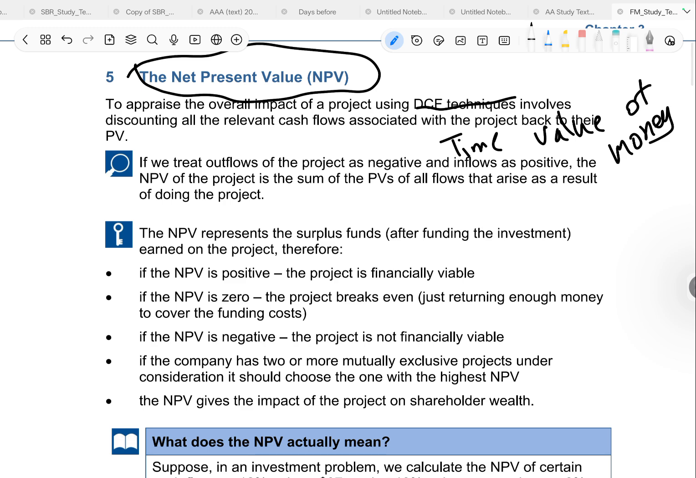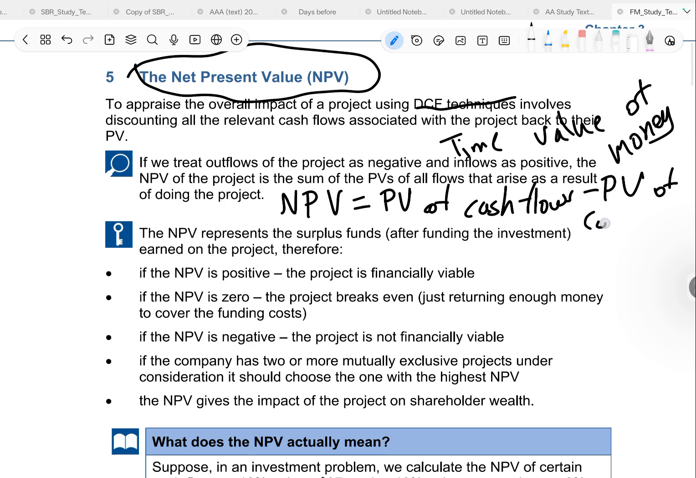So, when a project generates cash flow in the future, we cannot compare them directly with today's investment. Instead, we convert those future cash flows into present value, and once we do that, we calculate the NPV. The NPV is simply calculated as the present value of cash inflows minus the present value of cash outflows.